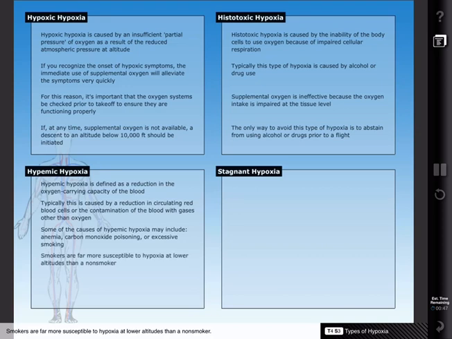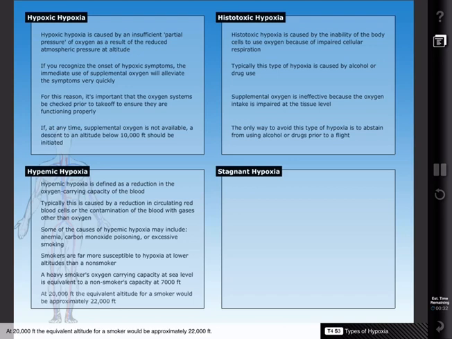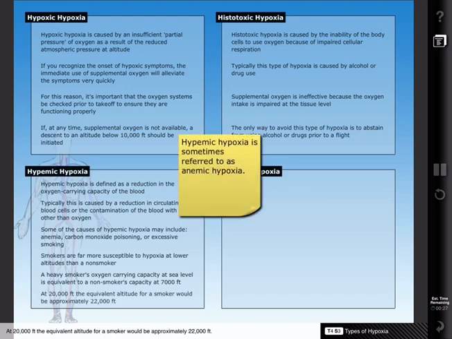Smokers are far more susceptible to hypoxia at lower altitudes than a non-smoker. For example, a heavy smoker's oxygen carrying capacity at sea level is equivalent to a non-smoker's capacity at 7,000 feet. At 20,000 feet, the equivalent altitude for a smoker would be approximately 22,000 feet.